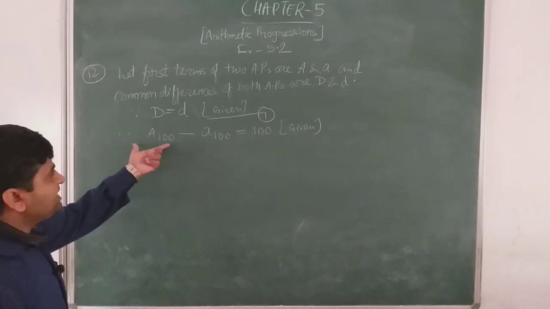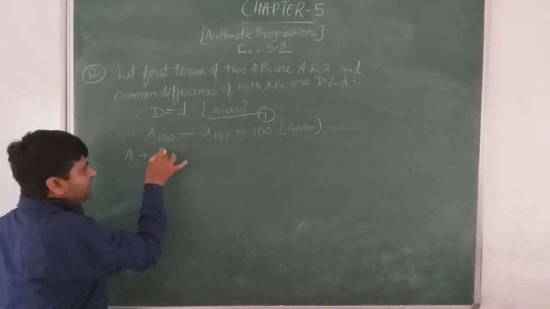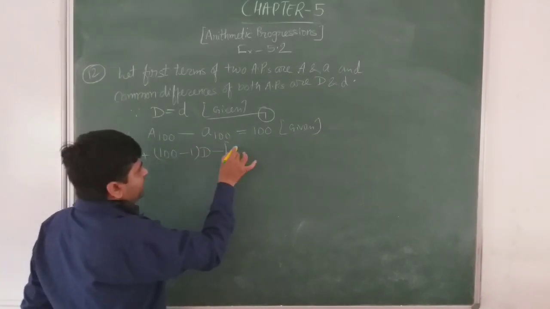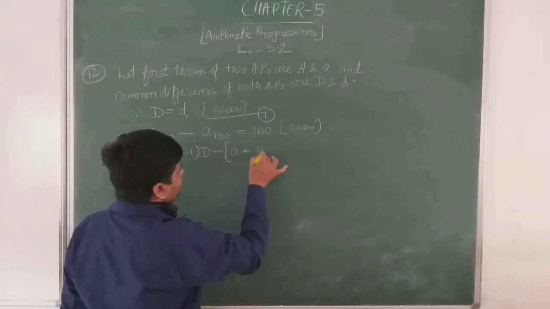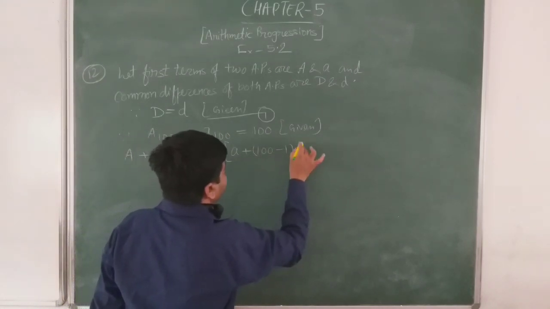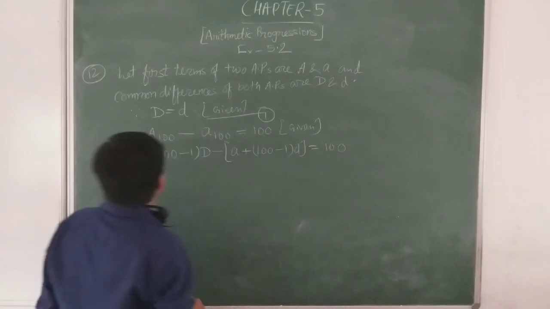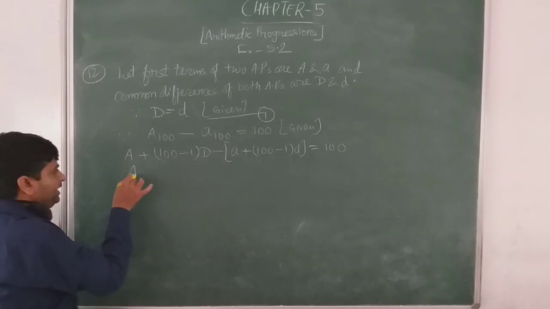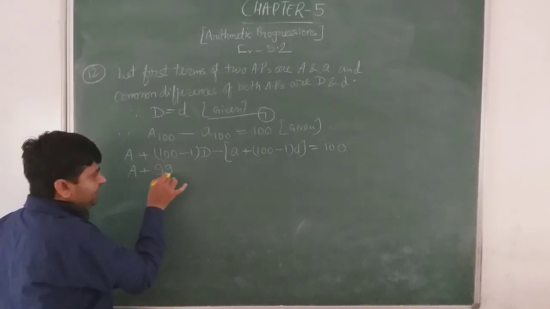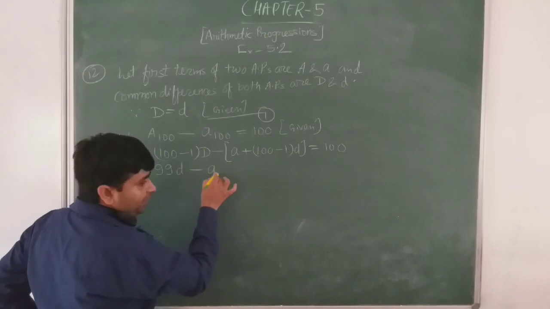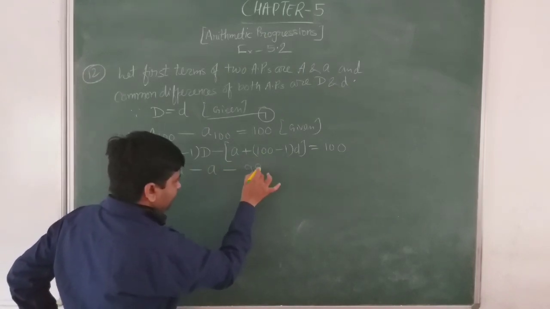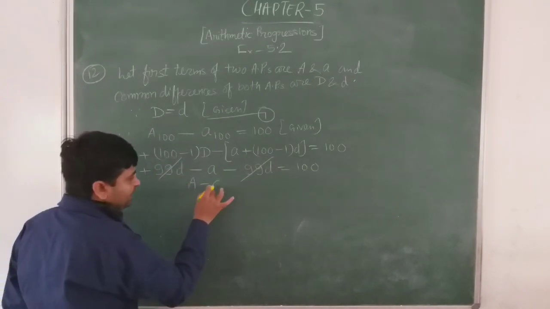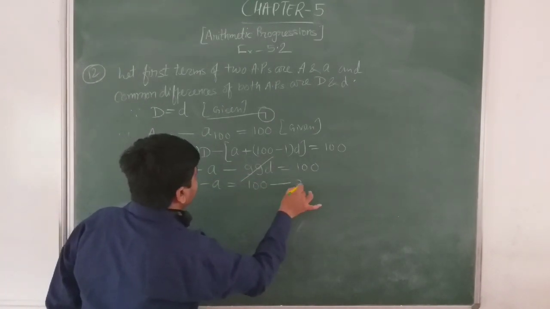Now capital A100 means 100 term, तो A plus n minus 1 D, that means 100 minus 1 into D, that is capital D, minus small a100, so small a plus n minus 1 D, so 100 minus 1 into small d equals to 100. Now because we have capital D equals to small d, so we put here small d. Now A plus 100 minus 1, that is 99, small d, minus, open the bracket, so minus a plus 100 minus 1, that is 99, and small d. This 99d cancelled, so we get capital A minus small a equals to 100. This is equation 2 we assume.